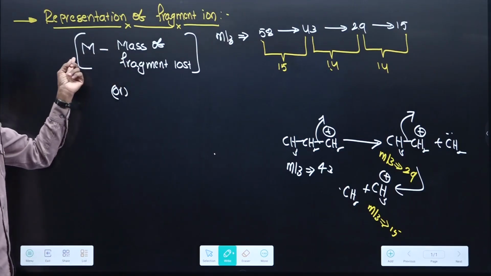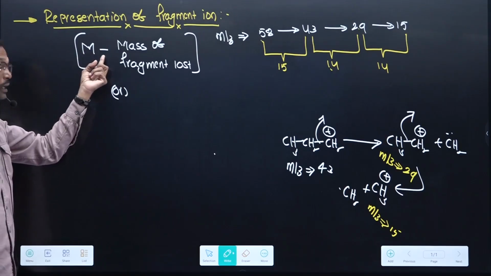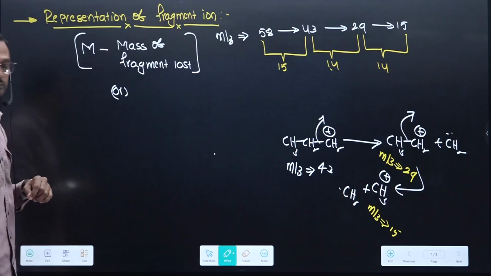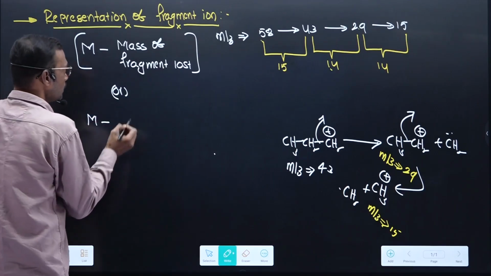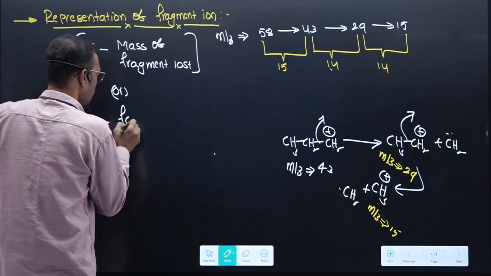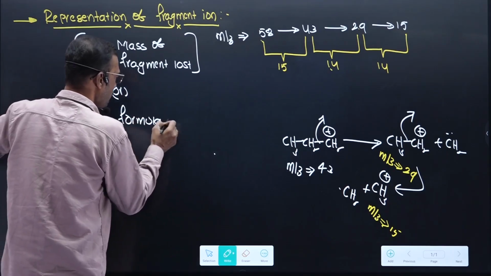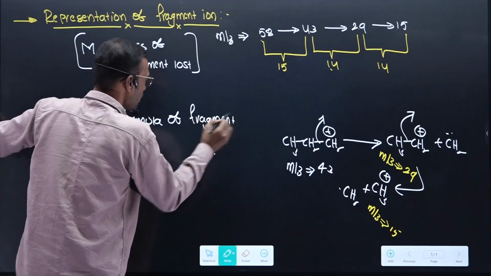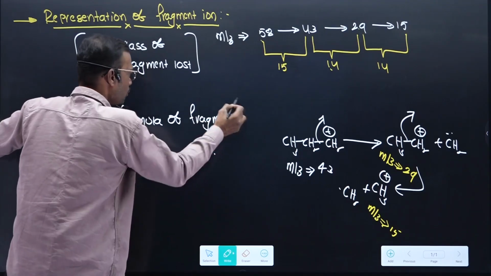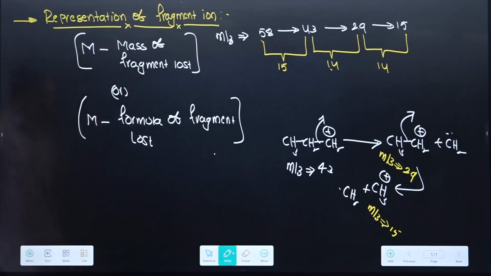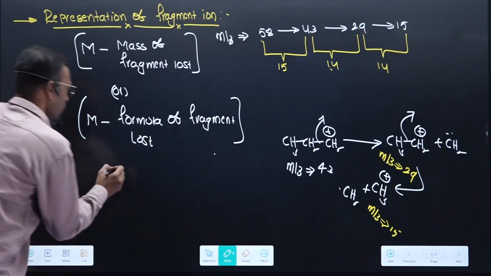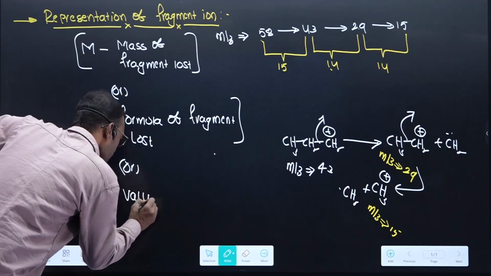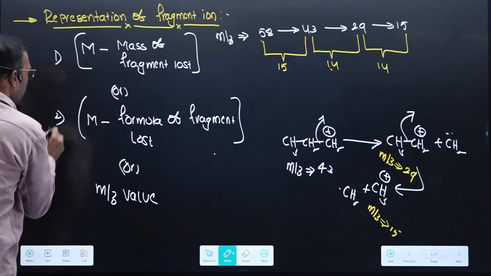M is what? Molecular ion. Molecular ion minus the mass of the fragment lost from the molecular ion. Okay? Then we can also write M minus the formula of the fragment lost. Which one is lost? That we need to write. And one more way of representing is directly by M by Z value. These are three ways of representing a fragment ion.